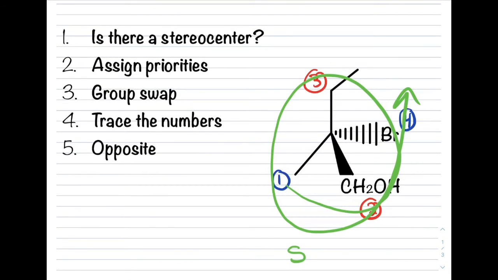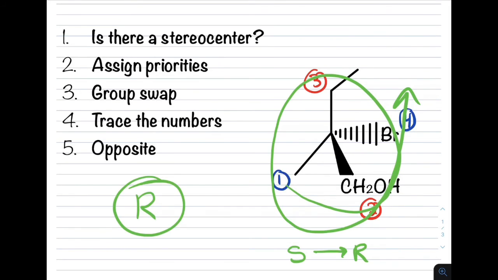Now the last thing you're going to do is what I'm going to call opposite. So in the previous step, we got S. The opposite of S is R, and R will be our final answer. So again, opposite means that if you got S in step 4, then in step 5, the opposite would be R. If you got R in step 4, then in step 5, the opposite would be S. What you get in step 5 will be your final answer and the configuration of the stereocenter.